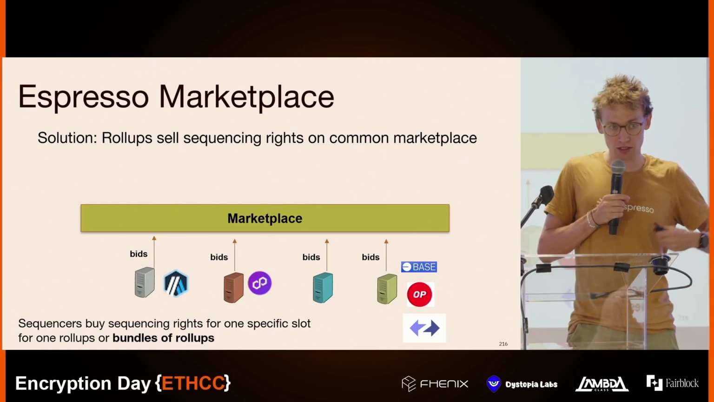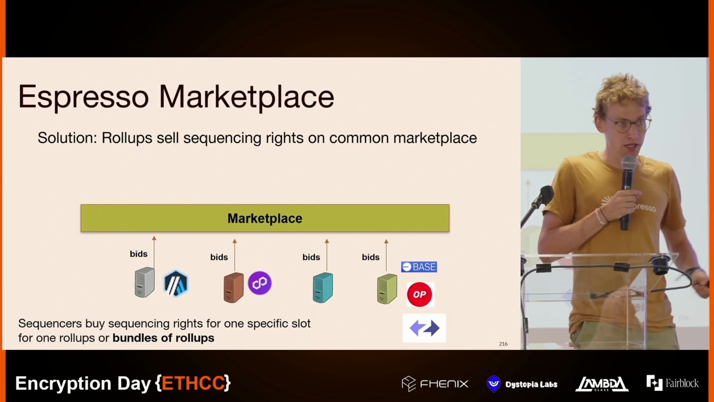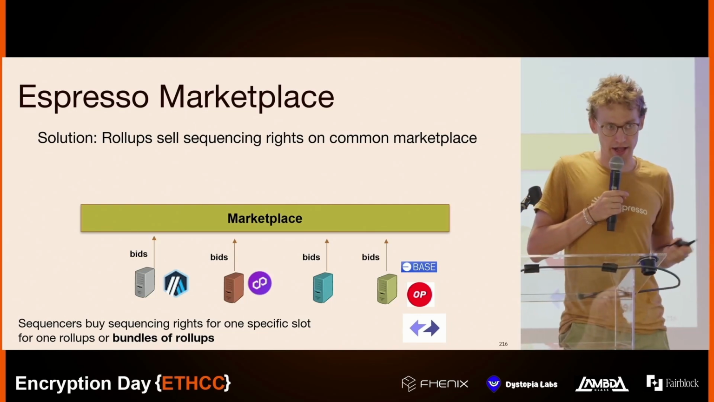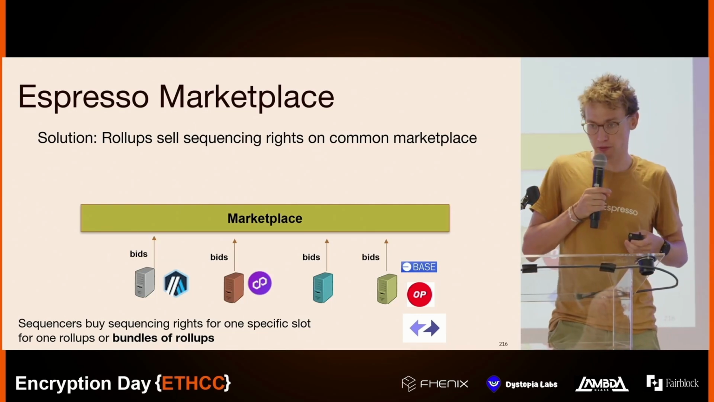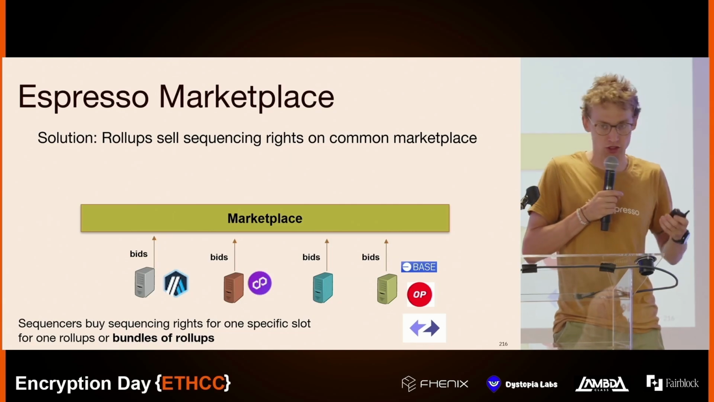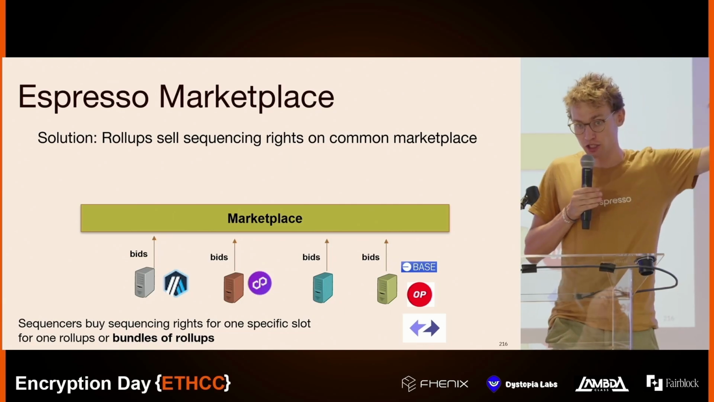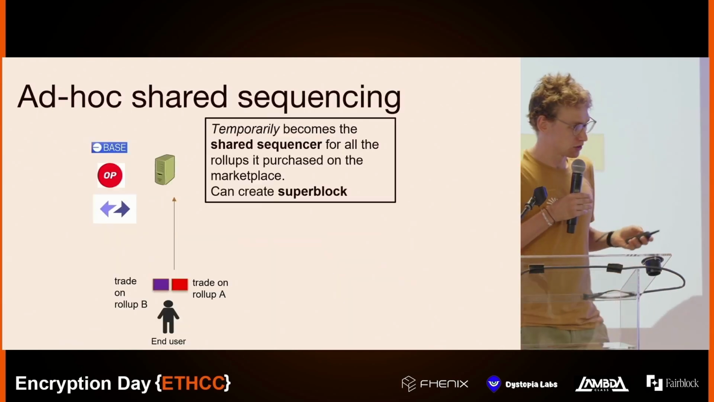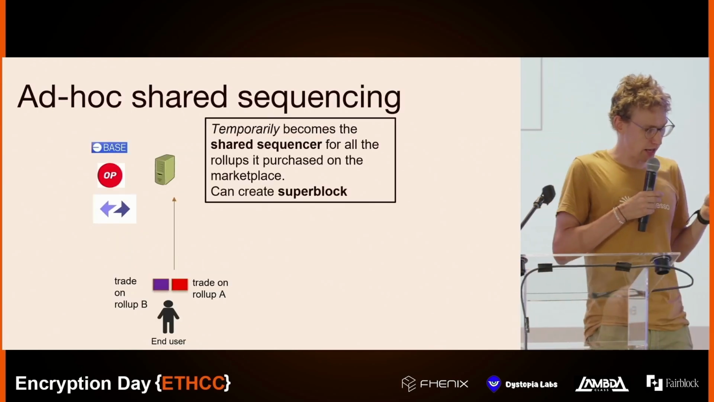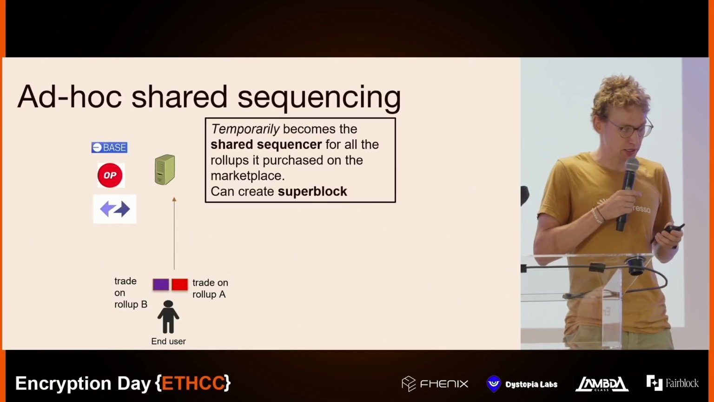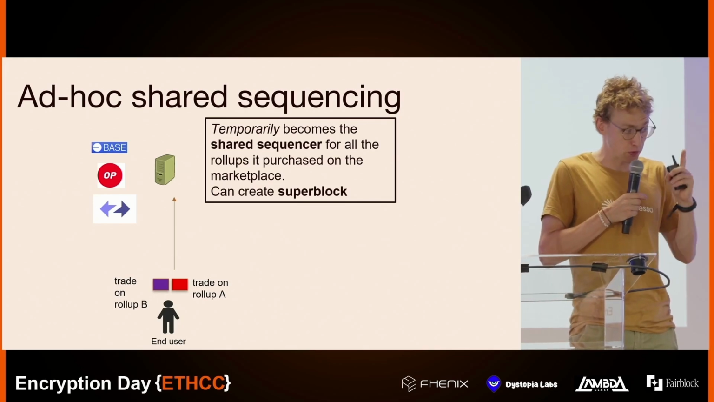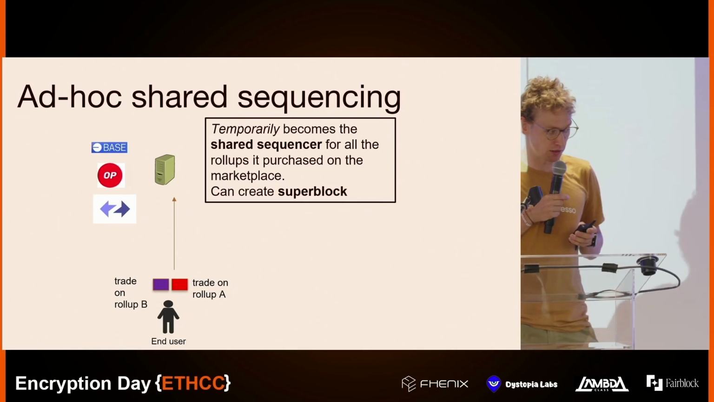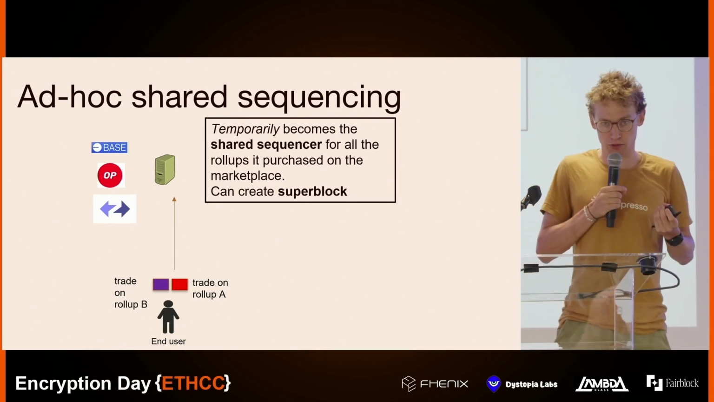And what this means is it controls the state of 3 rollups, so it can promise atomic execution, and it can actually enable synchronous composability between transactions on all of these rollups, because it can literally create one super block for all of these rollups at the same time. So the goal of the marketplace is that we can enable sequencers to temporarily become shared sequencers for all the rollups it purchased in the marketplace, and they can create a super block.